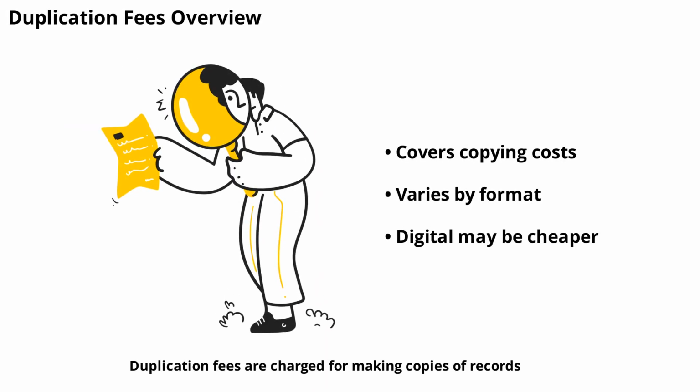Duplication fees are charged for making copies of records. This can include photocopying paper documents, printing electronic files, or burning data onto a CD or USB drive. The cost per page or per item is usually set by agency policy and may reflect the actual cost of materials and equipment use. If you request records in a digital format, duplication fees might be lower than for paper copies, but some agencies still charge for the time spent preparing the files.